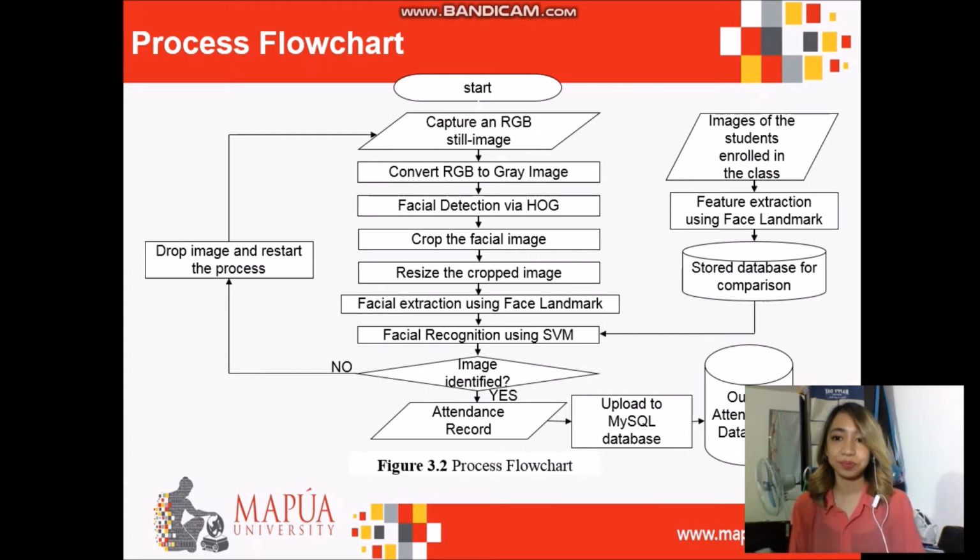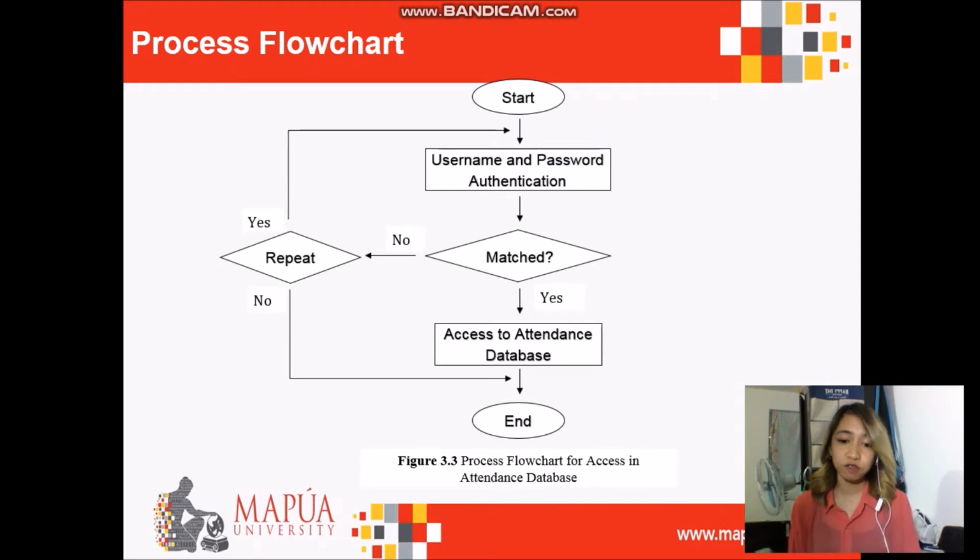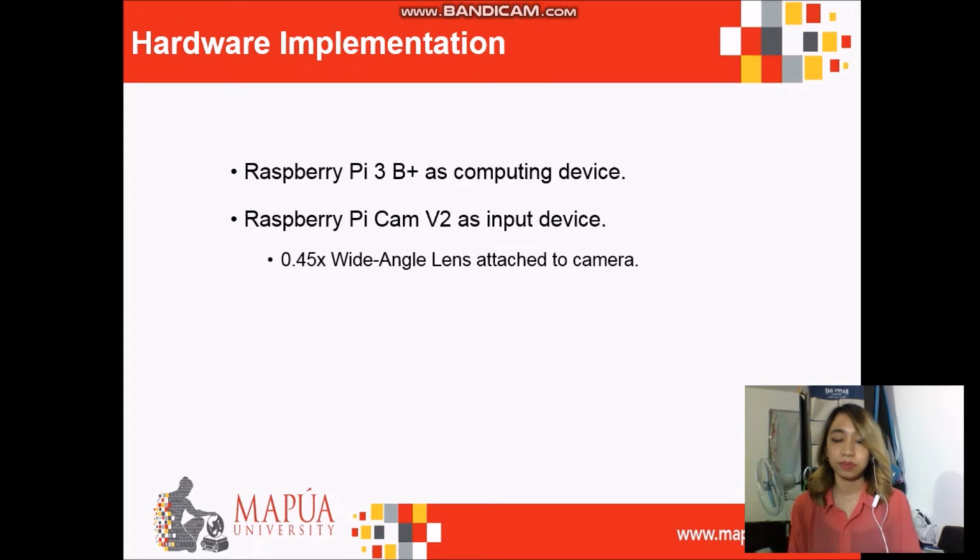attendance database. Here's the process flowchart for the access in the attendance database, wherein it will require a username and password authentication. If it is matched, it will access the database. If not, it will either repeat or end the process. For our hardware implementation, we have utilized a Raspberry Pi 3B Plus as a computing device and Raspberry Pi Cam V2 as our input device, with an external 0.45 times wide-angle lens attached to the camera.